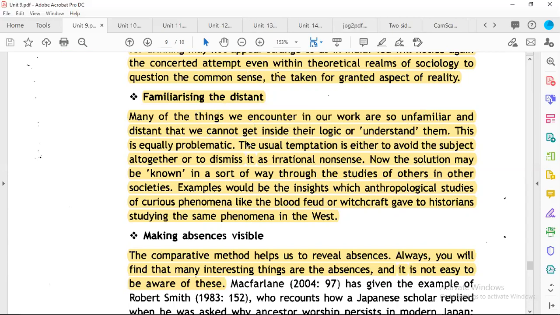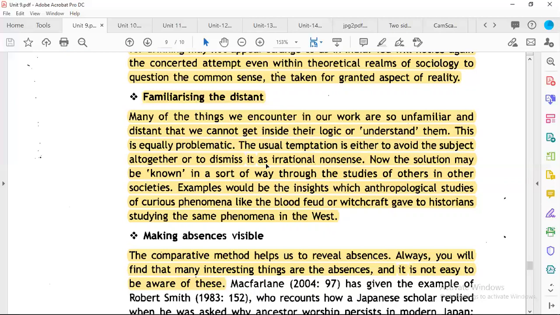Many of the things we encounter in our work are so unfamiliar and distant that we cannot get inside their logic or understand them. This is equally problematic. The usual temptation is either to avoid the subject altogether, or to dismiss it as irrational nonsense. Now the solution may be found through the studies of others in other societies. An example would be the insights which anthropological studies of curious phenomena like blood feud or witchcraft gave to historians studying the same phenomena in the West.